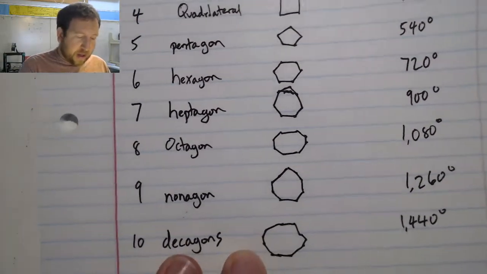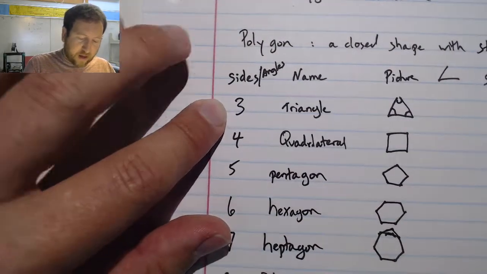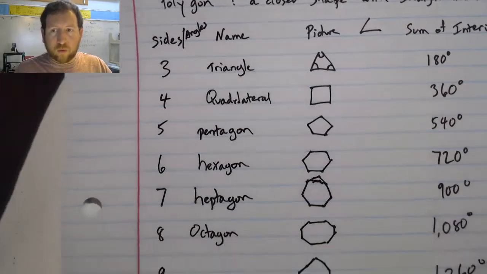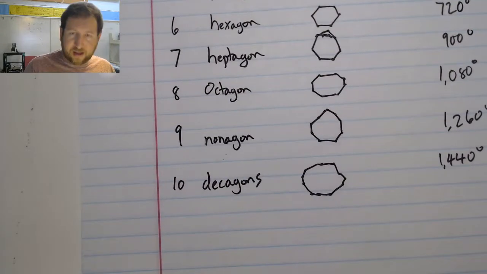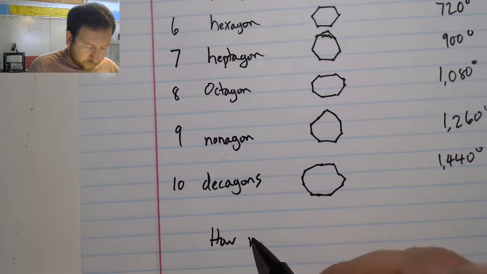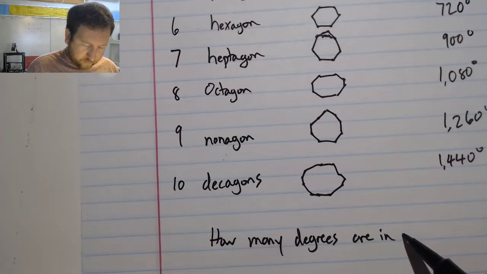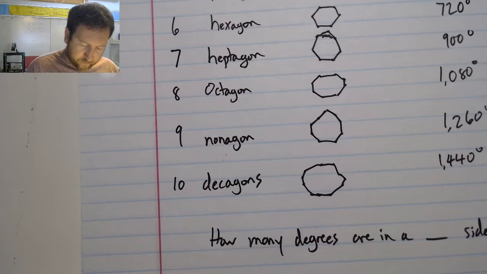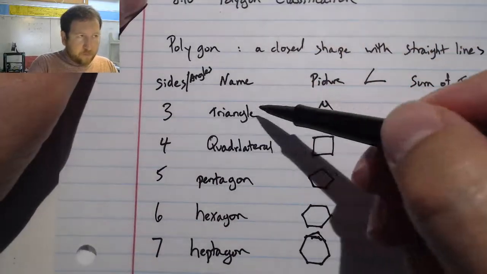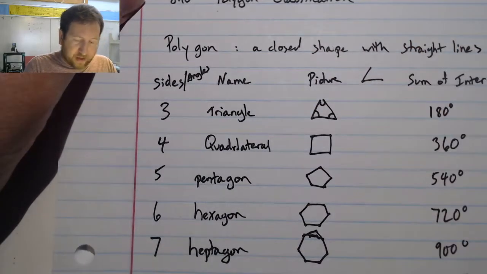And it's quite simply that after this first one, every time, all we do is we add 180 degrees. And we can come up with a pretty easy rule to see how this works. We could say, how many degrees are in a blank-sided shape? And our rule here is this. So if I think of my triangle as being number 1, I can say that triangles equal 180 degrees.